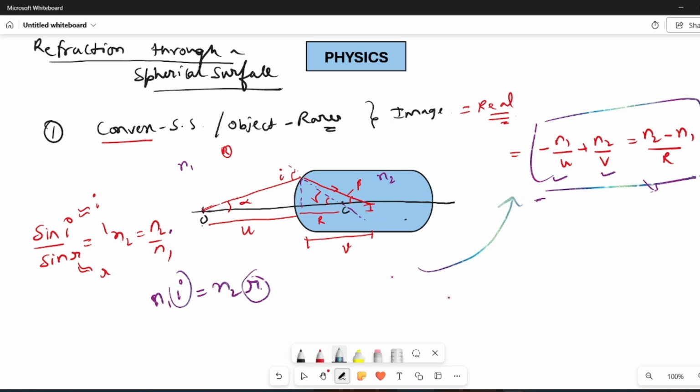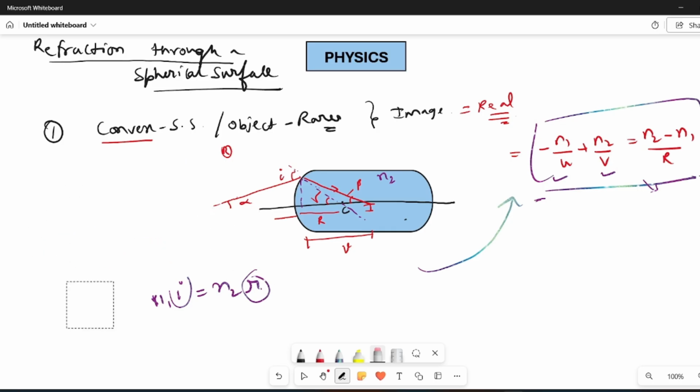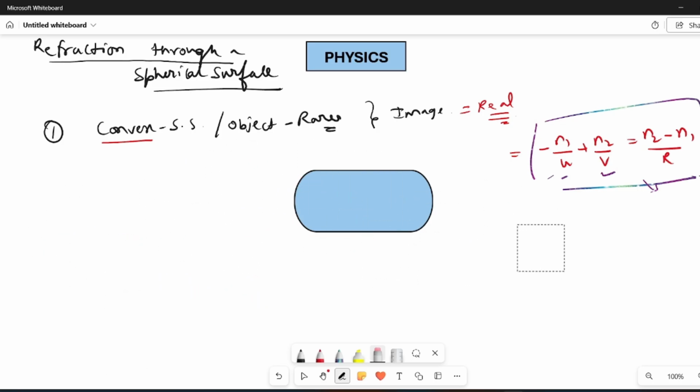Suppose I take a second case in which I'm creating a particular difference, and that difference is that I'm bringing my object a little bit closer. So how exactly will it change? Let's see. Suppose I'm bringing my object a little bit closer. Again, there is going to be C, and my normal is going to pass from that point. I bring my object a little bit closer like this.